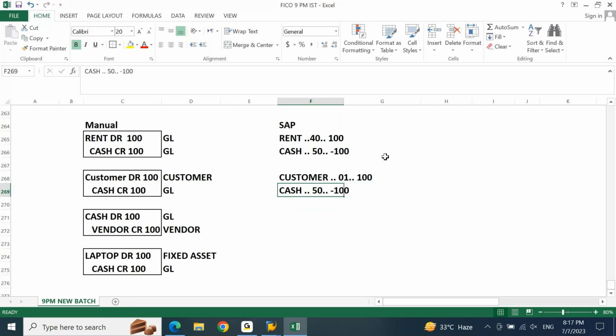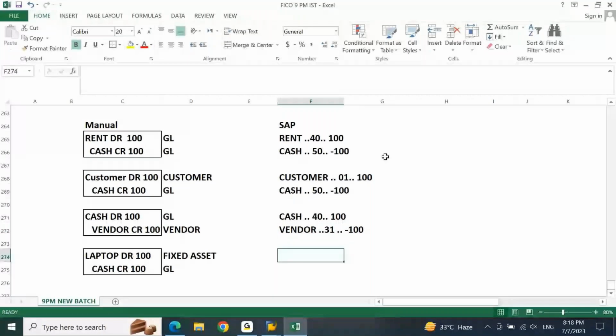Here also same thing. If it is cash, I am going to write cash. This is debit, so GL debit will be 40. Amount is positive number 100. For vendor, vendor credit is what? 31. Vendor credit is 31. Amount will be negative 100. Similarly, for fixed asset, it will be 70. Laptop. I'll put 70, 100. Cash account, I am going to write credit.